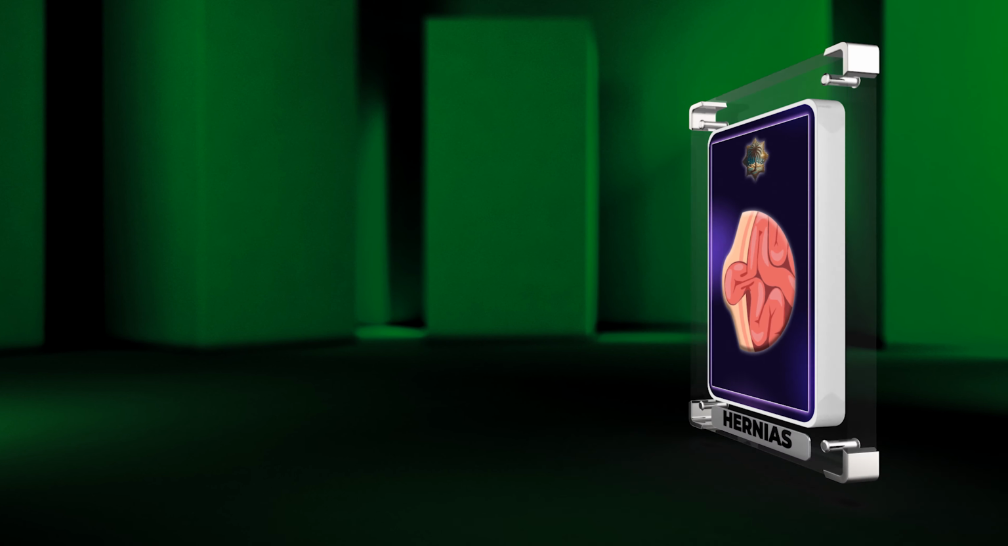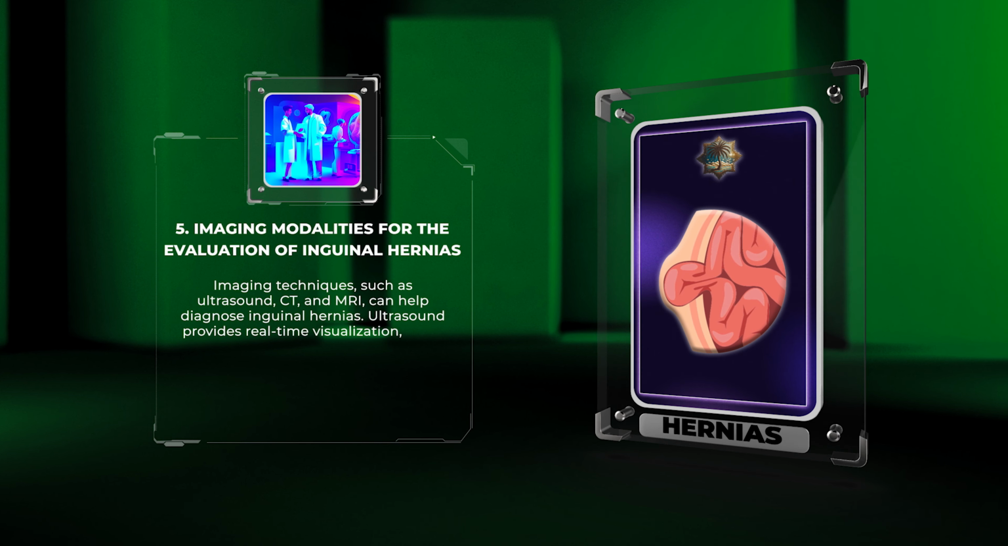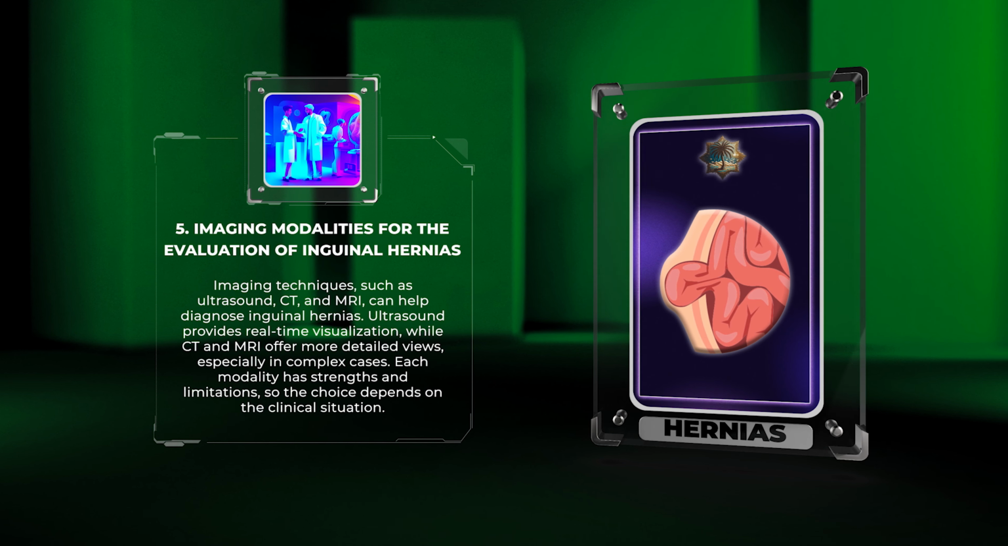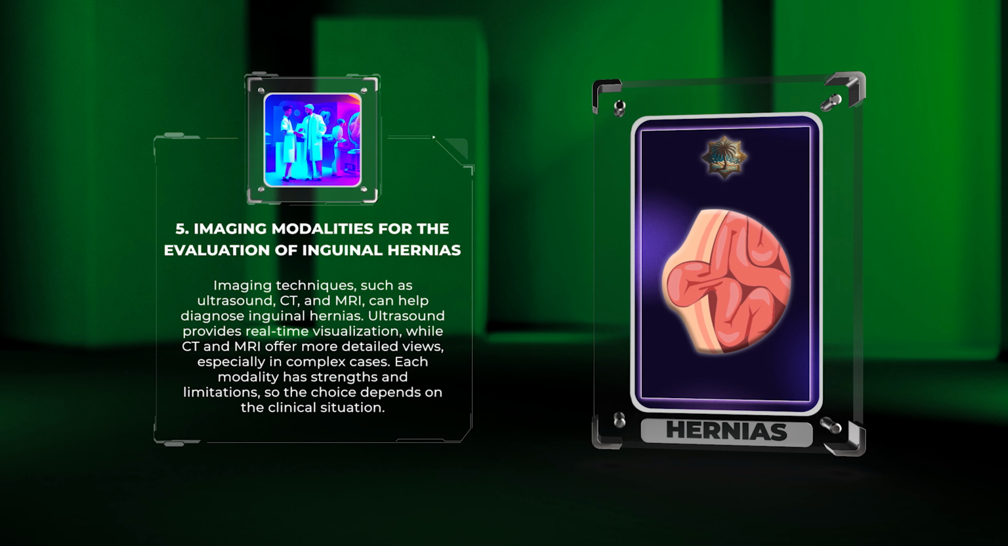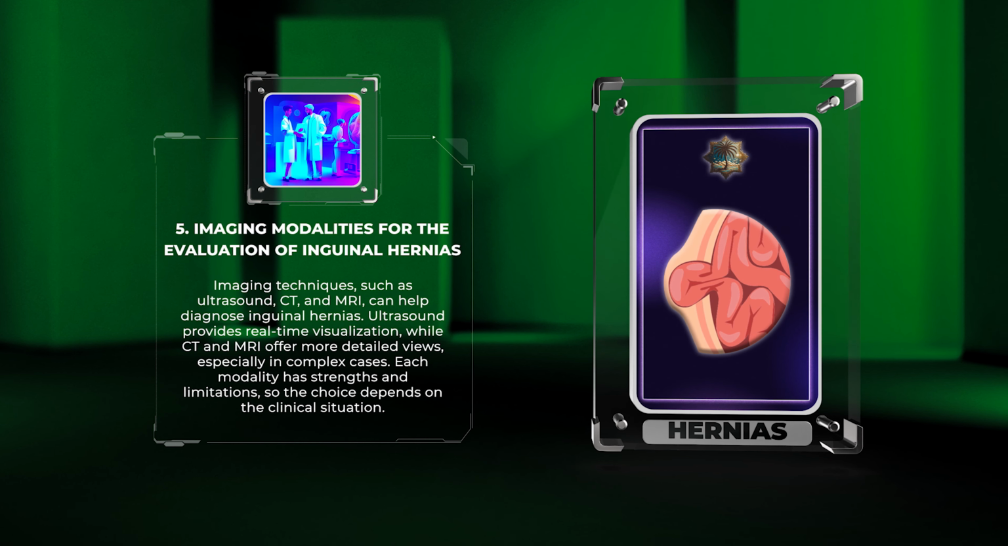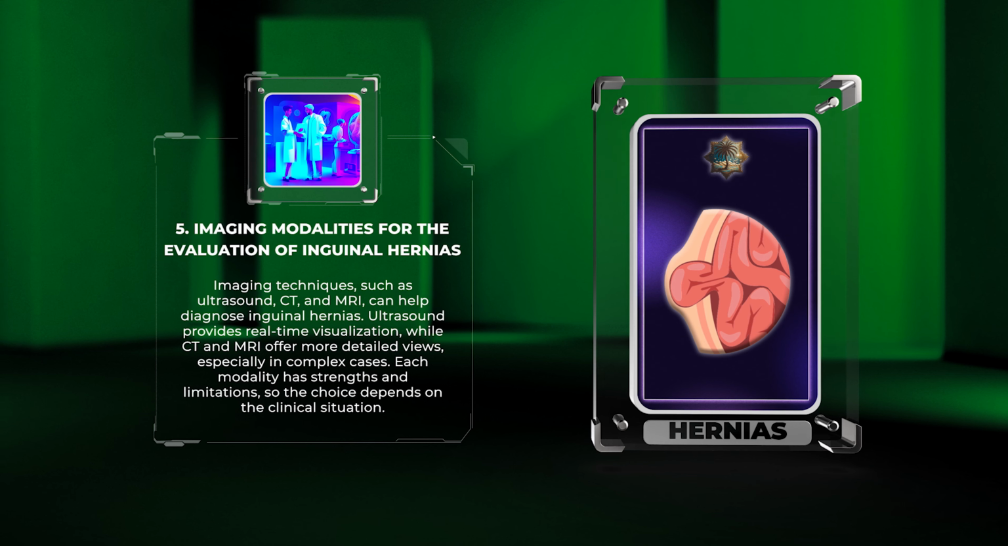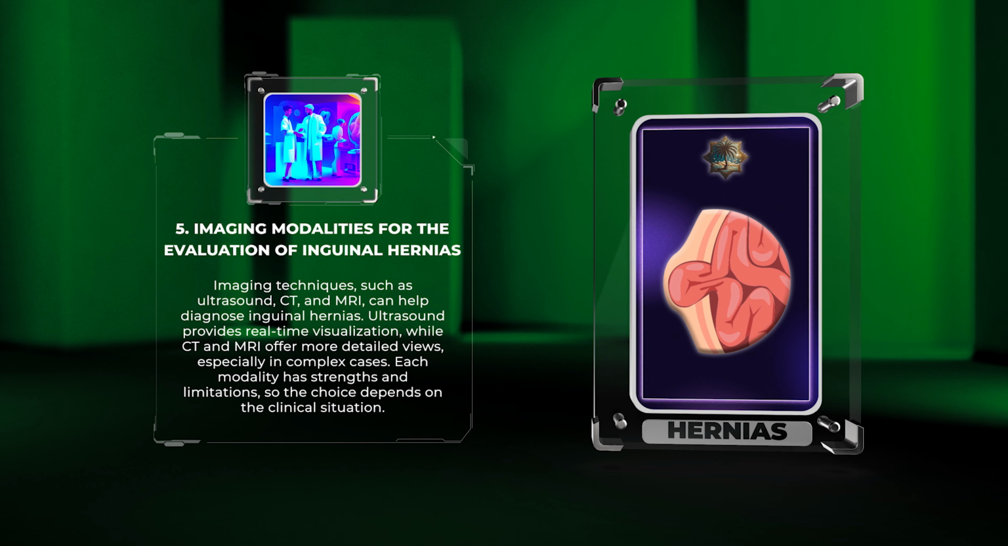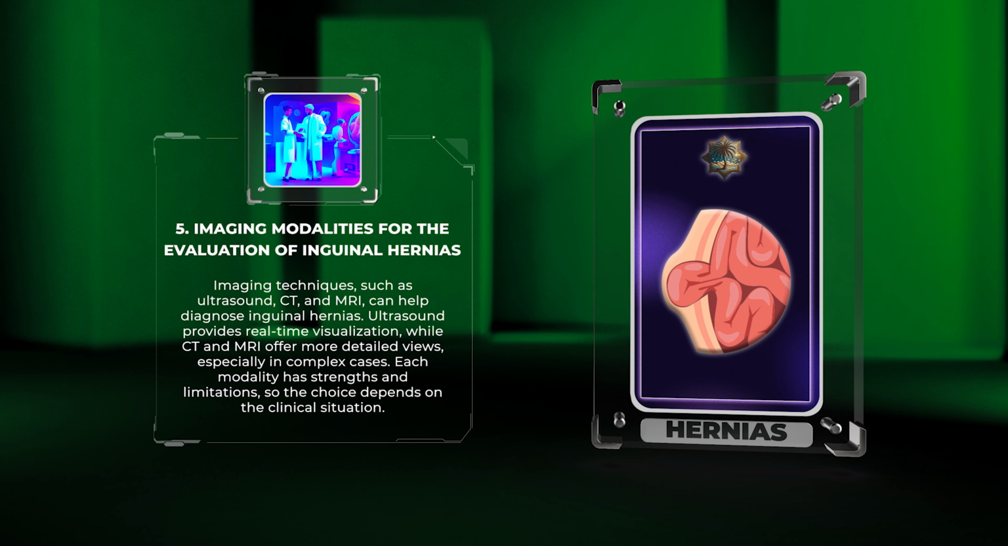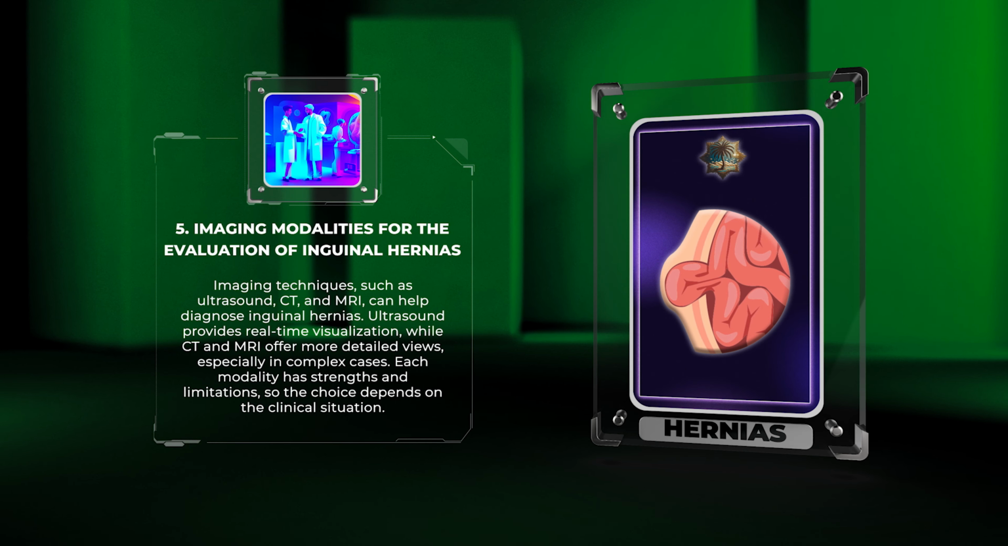Imaging techniques, such as ultrasound, CT, and MRI, can help diagnose inguinal hernias. Ultrasound provides real-time visualization, while CT and MRI offer more detailed views, especially in complex cases. Each modality has strengths and limitations, so the choice depends on the clinical situation.